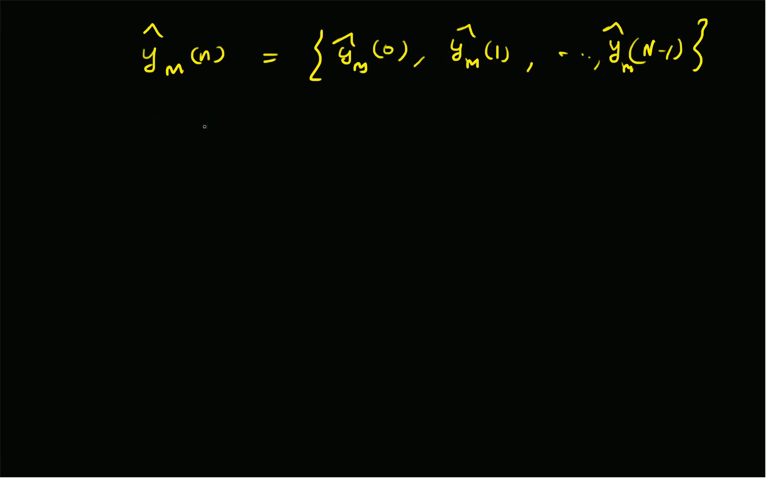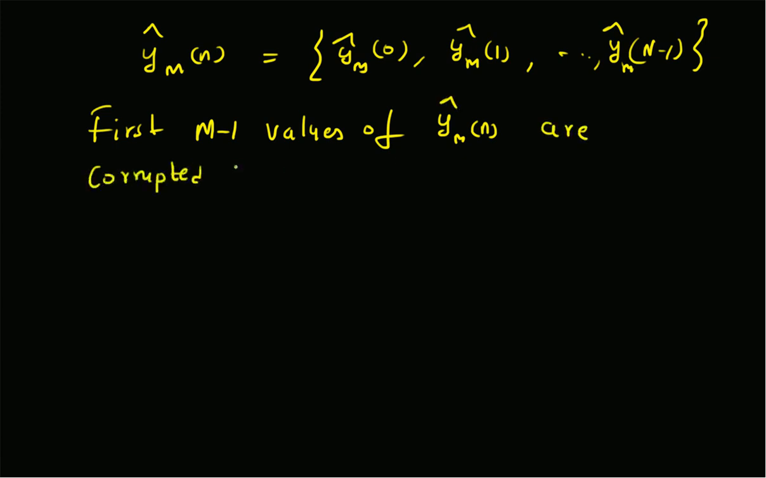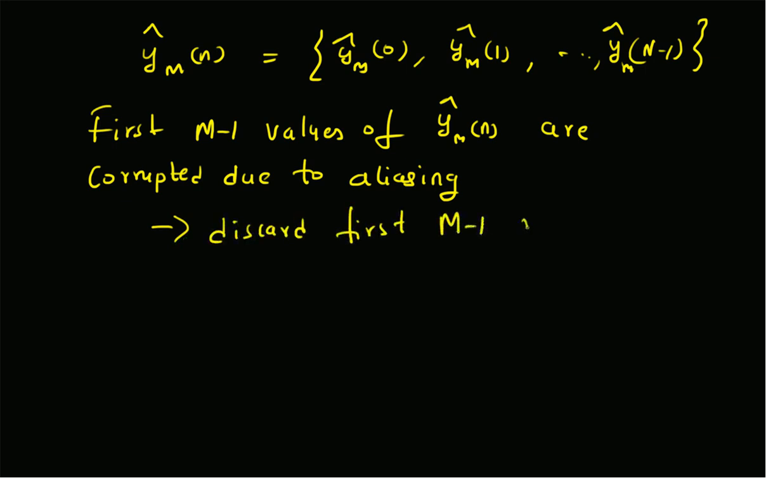Now the main thing we have to understand is that the first M minus 1 values of Y_m of n hat are influenced or corrupted due to aliasing. So they must be discarded. So the required step is to discard the first M minus 1 values.